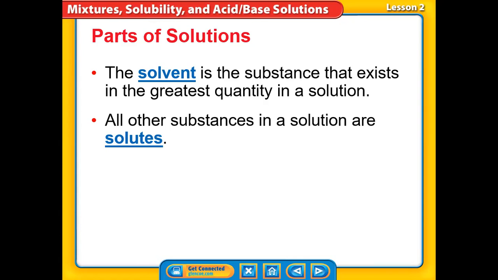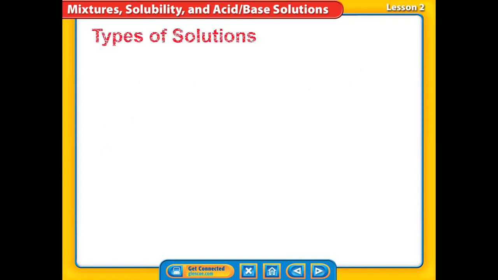For example, when we have salt dissolves in water, salt is the solute while water is the solvent. Water is found in the greatest amount, the particles of the salt will break down and hide between the particles of the water. So salt is the solute while water is the solvent. So here, let's see here, guys.